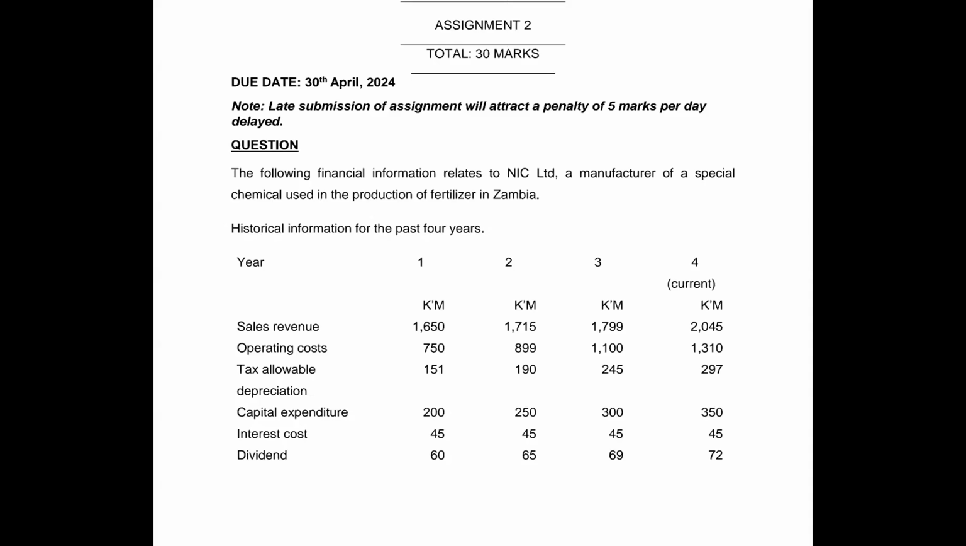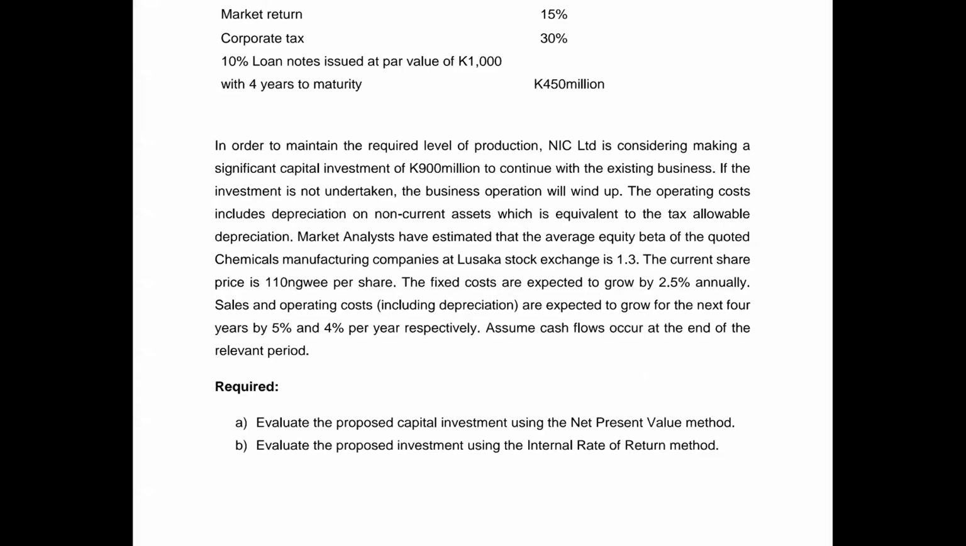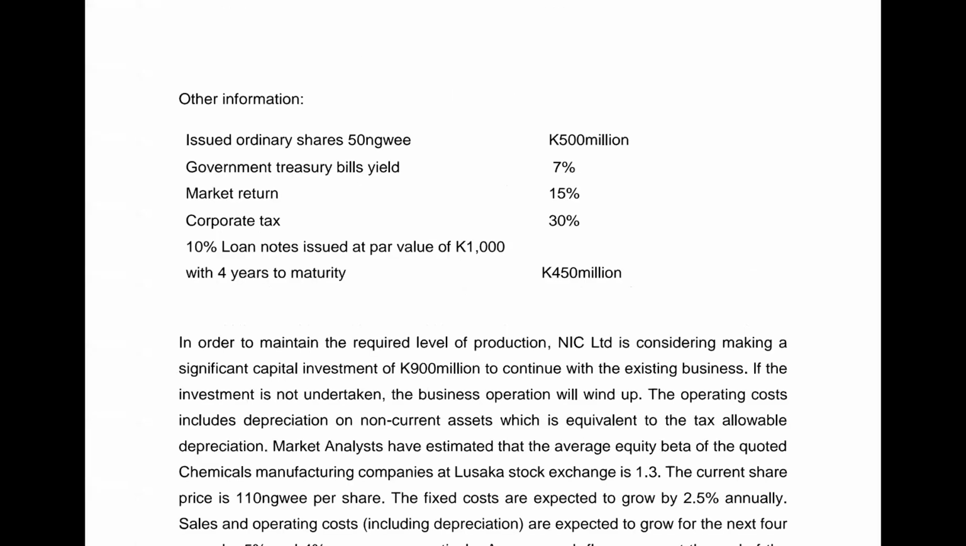Yeah, so this was the second assignment that you had. You were given some financial information relating to the company in question: a manufacturer of a special chemical used in the production of fertilizer in Zambia. So now, all this information is what you're given.